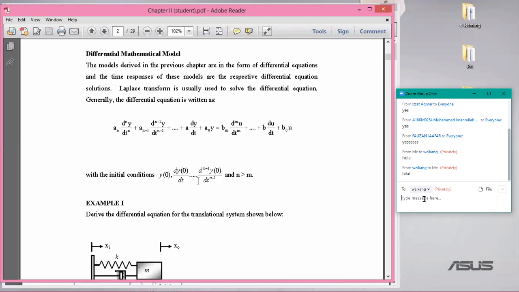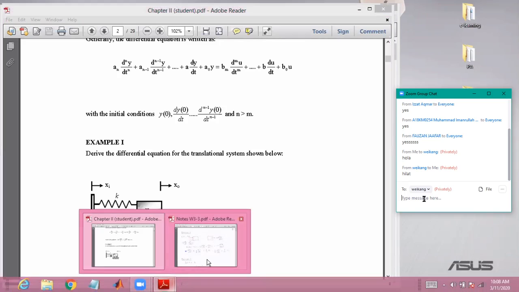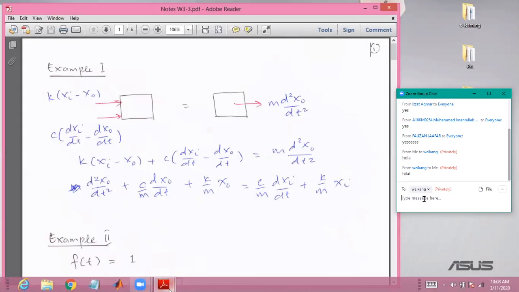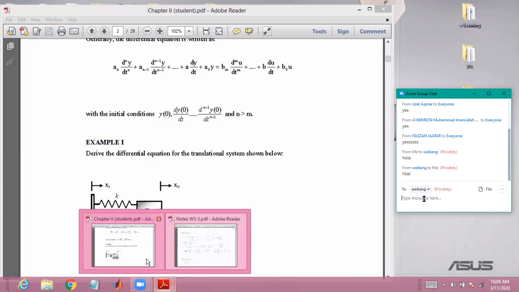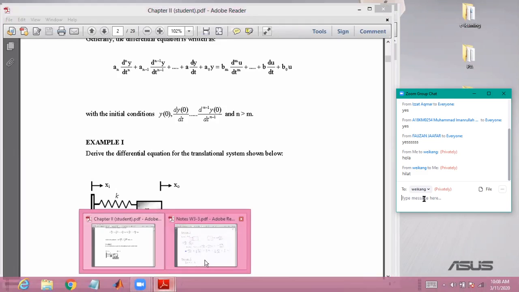So for example, here, we have been looking at this example several times now. When you get the mathematical model of this example, it's going to be a second order differential equation. Okay, so let's go back to my notes here. If you derive the mathematical model of this translational mechanical system, you're going to get something like this.